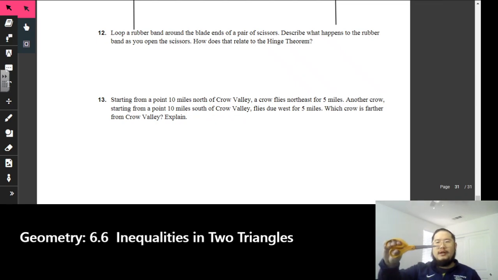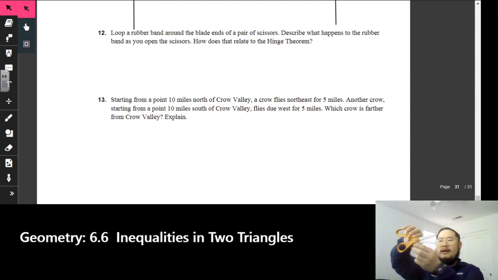So I've got these scissors right here. I don't have a rubber band, unfortunately, but think, how does the hinge theorem apply right here? Okay, think about, how could I make two triangles? They're saying to loop a rubber band around the edge, like the end right here and the end over here. And so think about it. What would happen to the rubber band that's right here as I open the scissors and close the scissors?